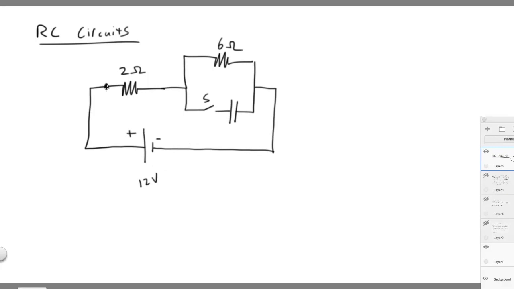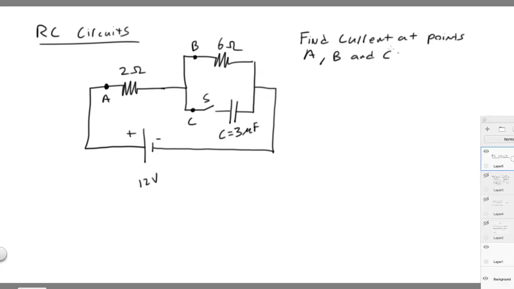Let's call this point right here point A. Let's call this point up here point B. And then let's call this point right before the switch point C. And let's say this capacitor is 3 microfarad. Okay, so we're going to do some calculations here. I'm going to ask the following question. Find the current at points A, B, and C. So our 3 labeled points.